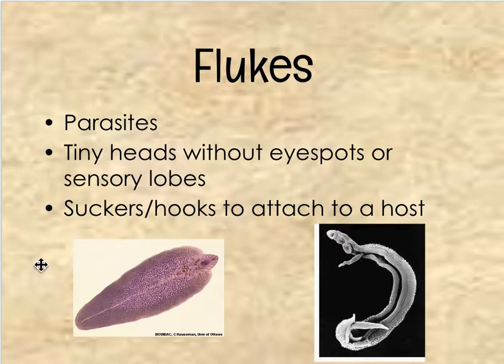They have a tiny little head without any eye spots, you can see it there, or sensory lobes, and they use that sucker to attach to their host and then obtain nutrients from their host. So you can see again they are bilaterally symmetrical. You can almost see the line, that's their nerve cord, that runs right down the middle of them. You may have heard of liver flukes, which are one species of these little critters. They're very common in dogs and even people. So they make dogs and people sick by attaching to their liver.